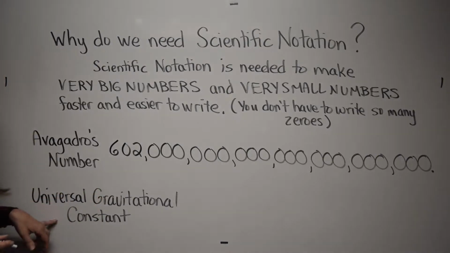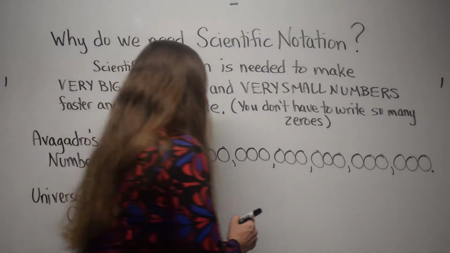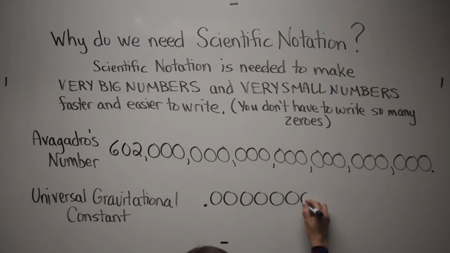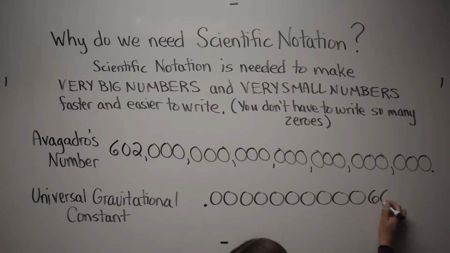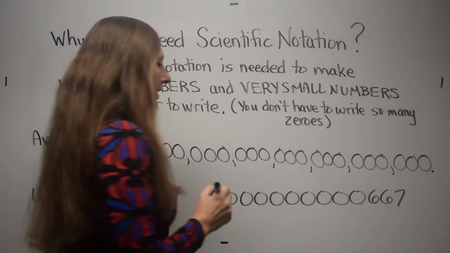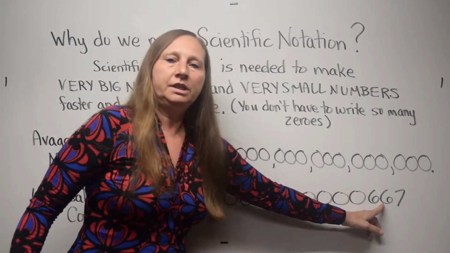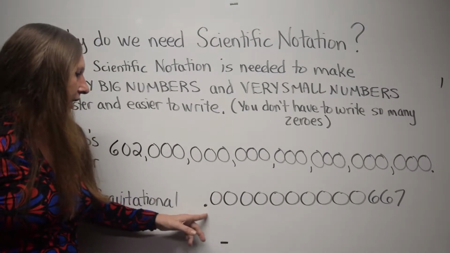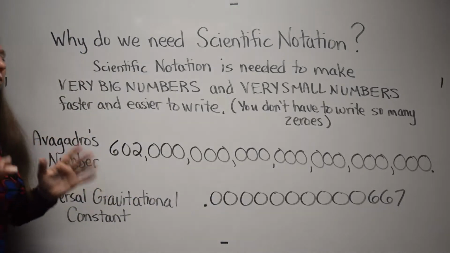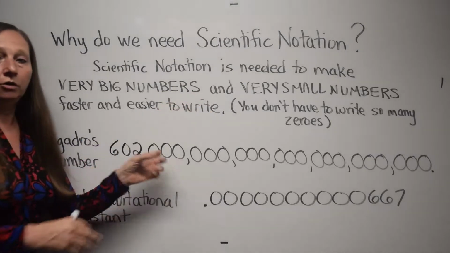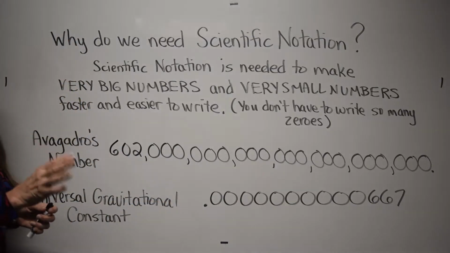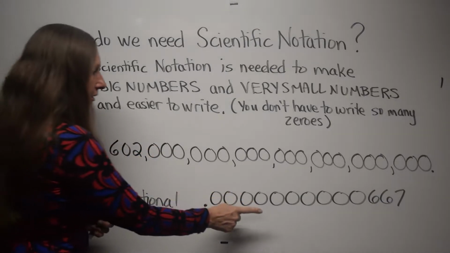Now, in physics, a very common number is the universal gravitational constant. It's a very, very small number, that would be 0.0000000000667. All right, so that would be 6.67 times 10 to the negative 11th power. So you don't want to have to write a number like this with all those zeros ever. Scientific notation is going to make it a lot easier to write very big numbers and very small numbers.